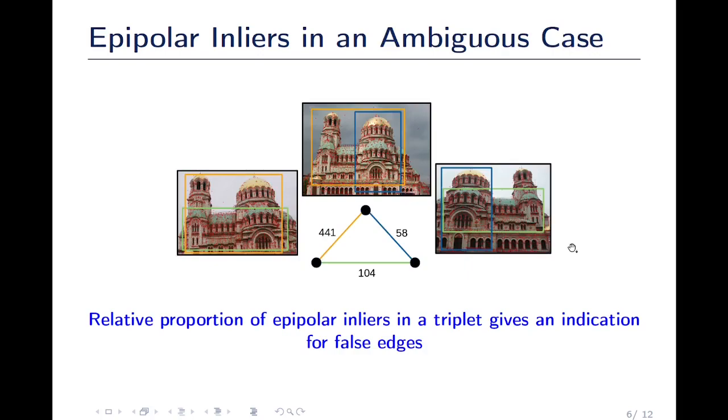Now we provide another case where two sides of the building are incorrectly matched, leading to false edges. Here we see that the correct edge has a high number of epipolar inliers compared to the false edges, which gives an indication of the presence of false edges.